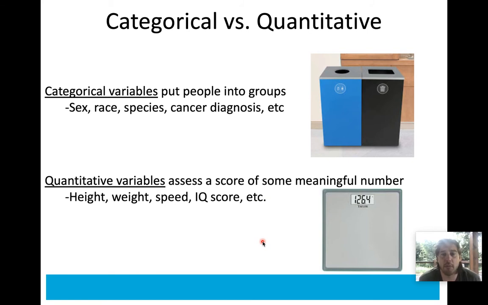Categorical variables put people into distinct groups. Things like sex, race, the species of animal, cancer diagnosis. Do you have cancer or do you not have cancer? Is something trash or is something recyclable? Categorical variables create bins. They create categories, and then we put people into those categories based upon their data.